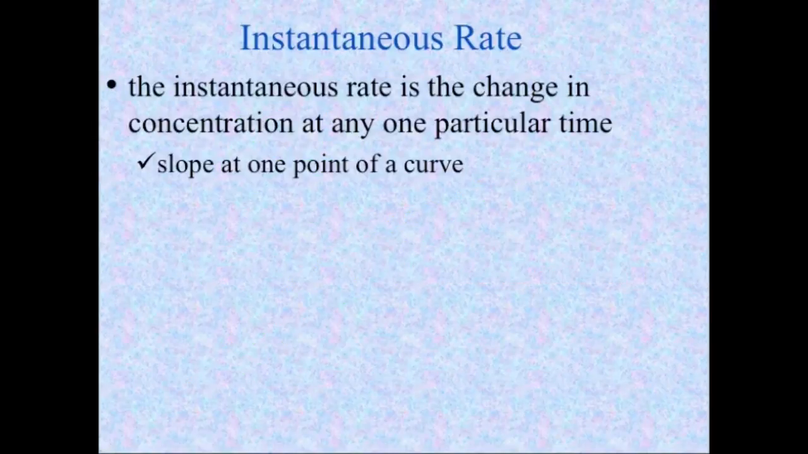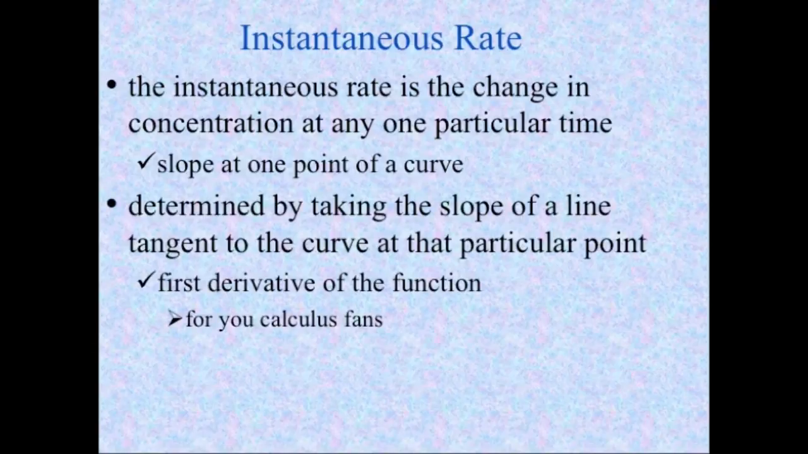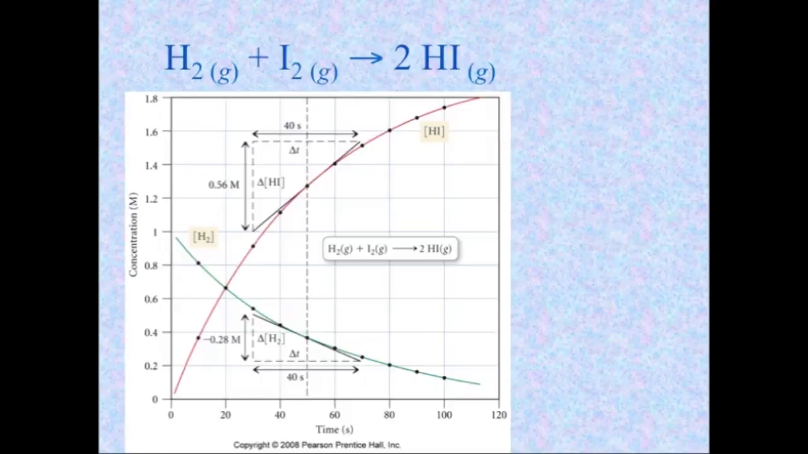So we're going to discuss instantaneous rate now. It's the change in the concentration at any one particular point in time. It's a slope at one point of the curve. So it's determined by taking the slope of a line tangential to the curve at that particular point. And for you calculus fans out there, it's the first derivative of a function.